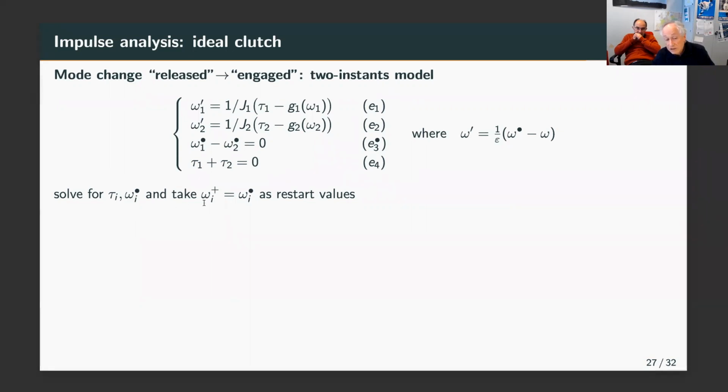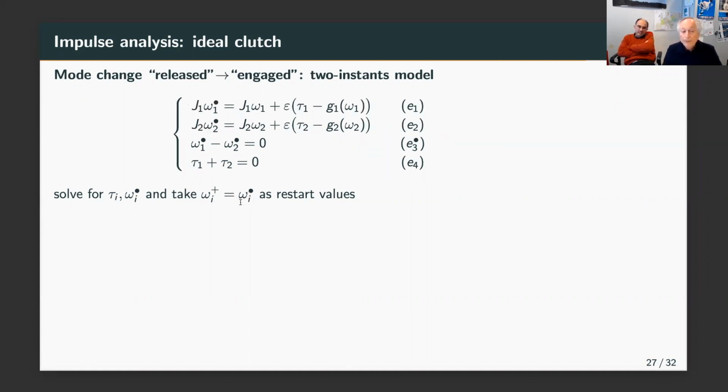And then as a result, we will take the new value for restart, omega plus after mode change, as being omega I bullet. Okay, so this is exactly what we need to do a correct restart. So let's expand the derivative. We end up with this equation.